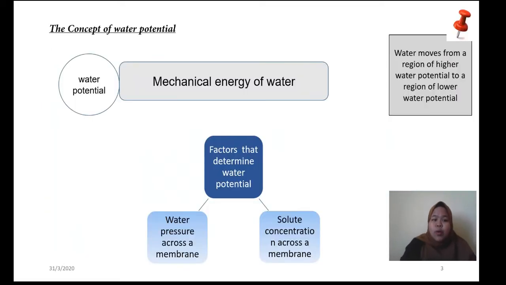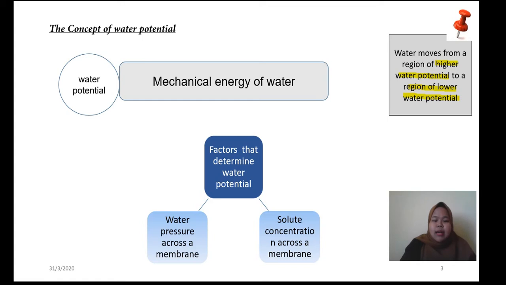So, what is water potential actually? Water potential is the mechanical energy of water. Here is the most important part that you must understand and be able to remember through this topic. Here is the keyword: water moves from a region of higher water potential to a region of lower water potential. Remember, this is the important keyword.